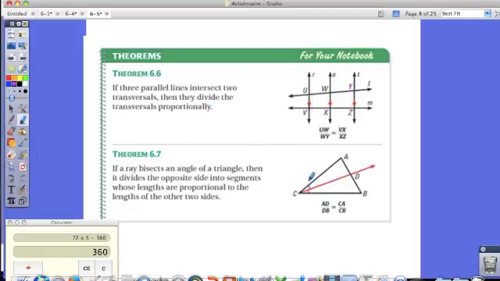If a ray bisects an angle of a triangle, so it's an angle bisector, then it divides the opposite side into segments whose lengths are proportional to the length of the other 2 sides. So the ratio of AD and DB is going to be proportional to CA and CB. You could actually go back to that project that we did and look at that, and if you actually drew your angle bisector all the way through, some of you didn't, you can find that number there.